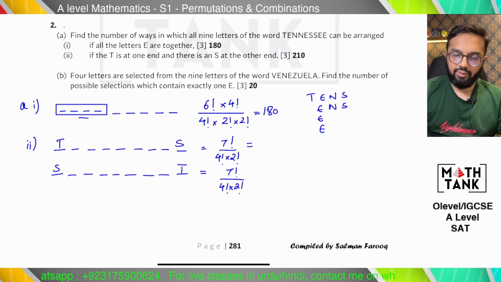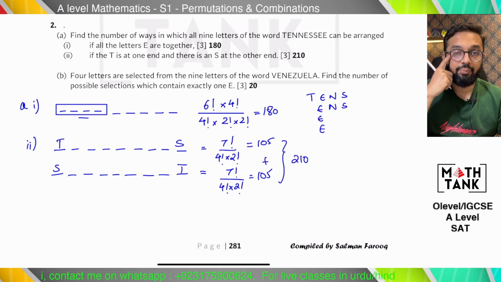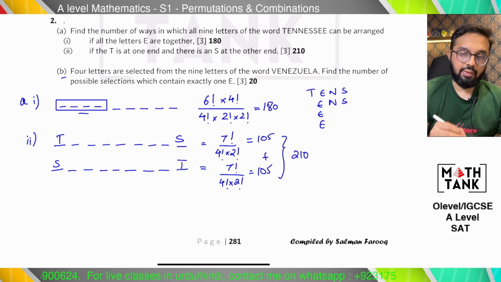105. So 105 and 105 together make 210. I've added both cases together. Okay, so we learned something new in this question. Let's look at part B.